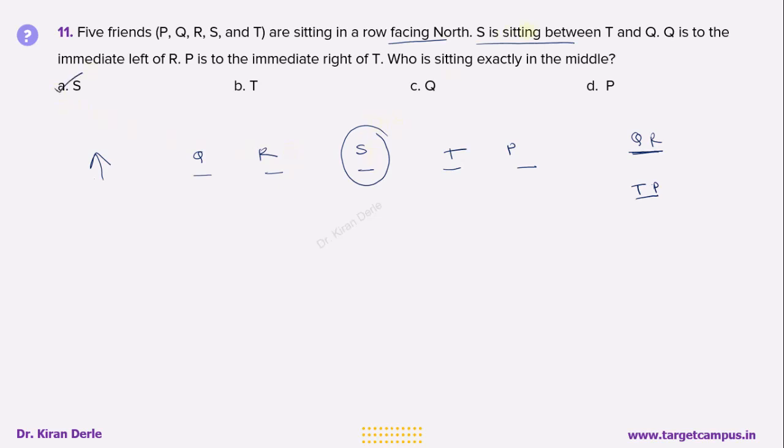So S is sitting between T and Q, exactly one place from each, with P to the immediate right of T. Have we satisfied everything? See, Q is to the immediate left of R. Very much true. P is to the immediate right of T. Very much true. And that's how we'll be able to solve. I hope this is pretty much clear.